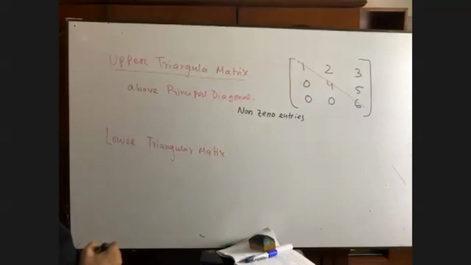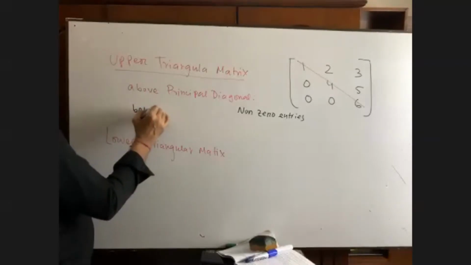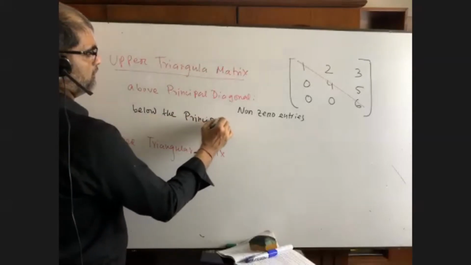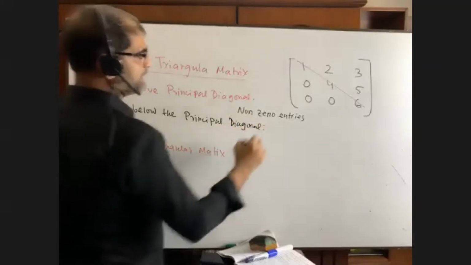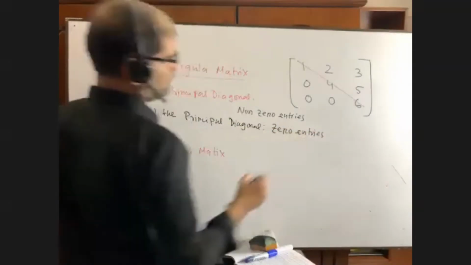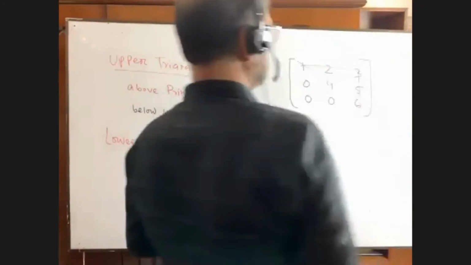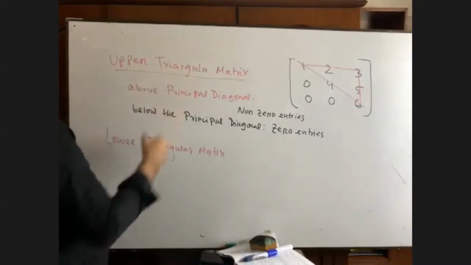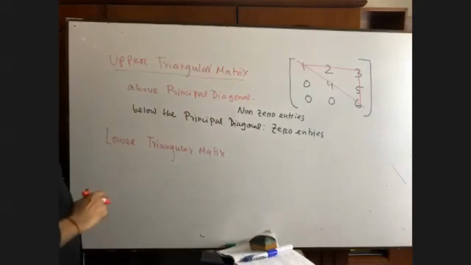Yes, sir. And below the principal diagonal, we are getting zero entries. Have you seen? We can draw a triangle here. A right angle triangle can be drawn. This is called an upper triangular matrix. I think I've got it.